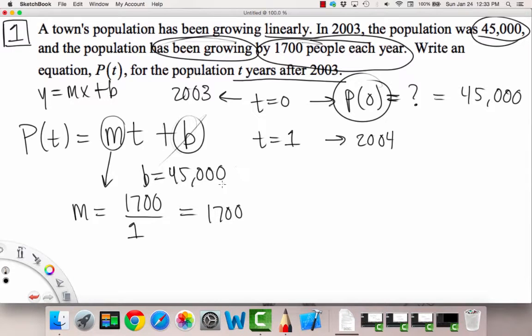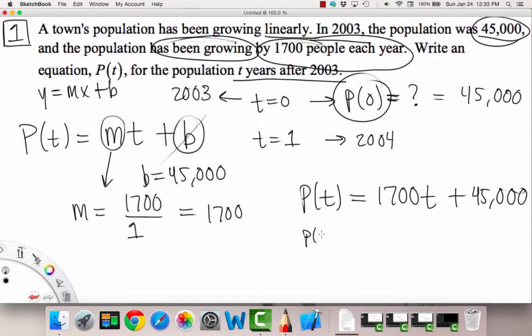To put it all together, we would get capital P of t is equal to 1,700 times t plus 45,000. And this represents the population t years after 2003. Let's break it down one more time to review. When you plug in t equals 0, we can just check. 1,700 times 0 means we haven't added any of the slope. That hasn't contributed at all, and we're at 45,000, which is good because that's what they told us in the beginning.